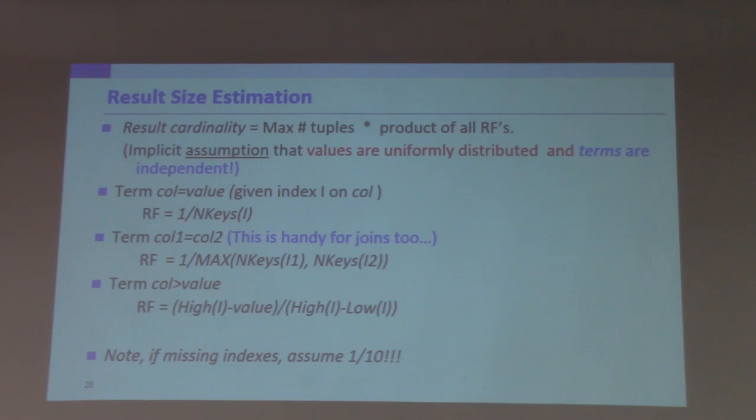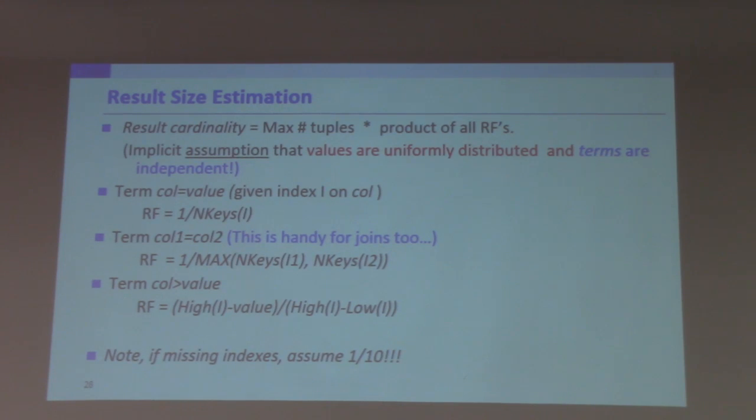Of course, you may argue in practice this is not true, right? We all know that uniform distribution rarely happens in practice. In practice, often you have a skewed distribution rather than uniform distribution. How do you handle that? We will discuss that later on. For now, we assume uniform distribution.